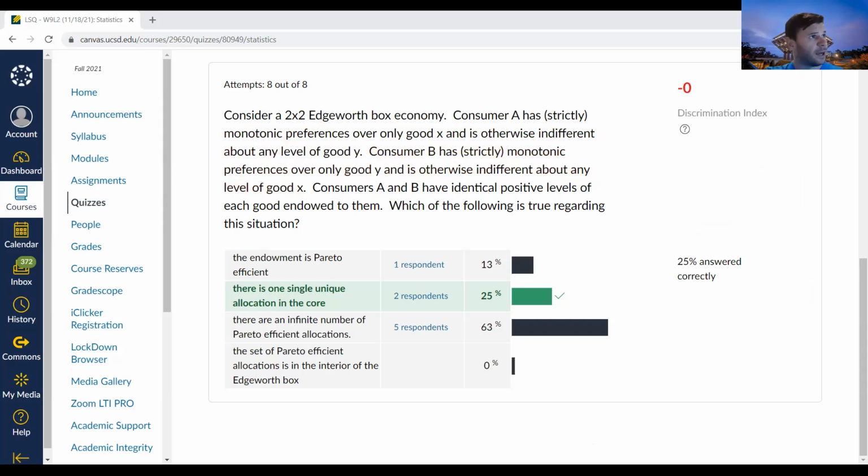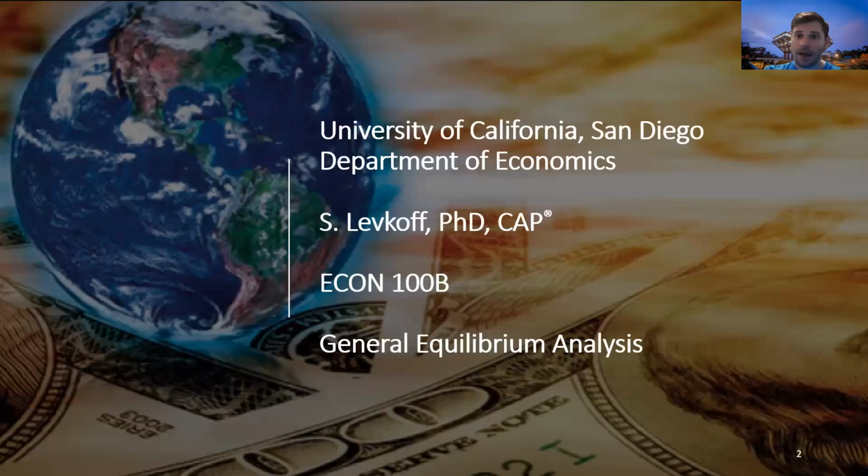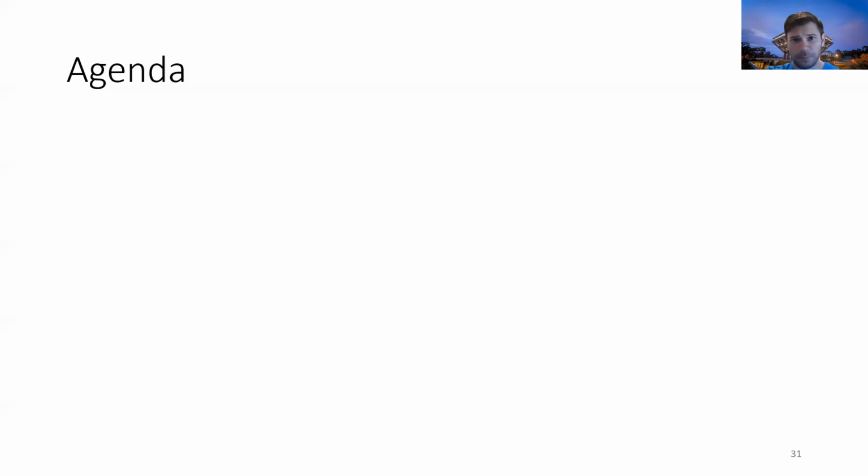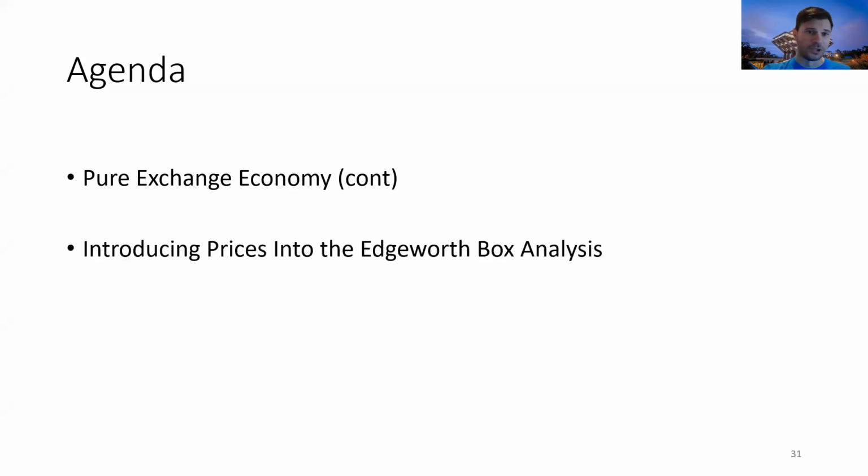We're going to pick up about where we had left off last class, continuing our discussion with respect to this general equilibrium framework that we have been working in. So our agenda is going to really pick up with our discussion of the pure exchange economy that we had started with in the last class segment. And we started thinking about introducing the role of prices into our Edgeworth box economy analysis.